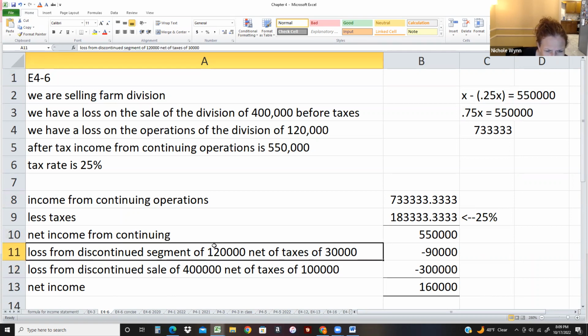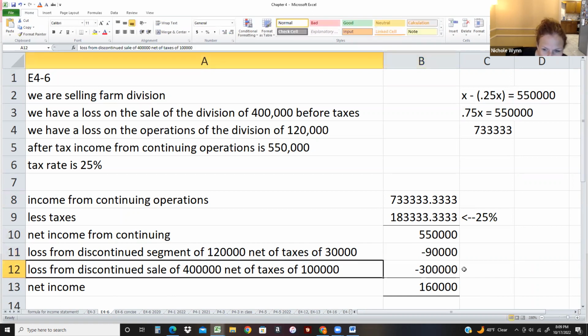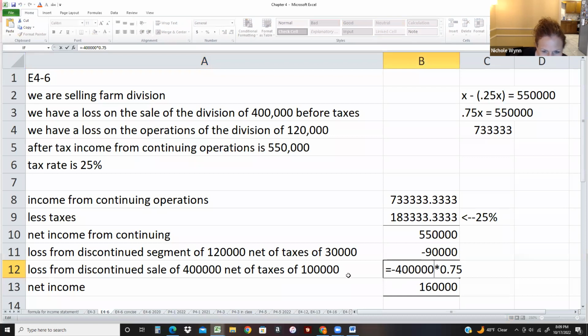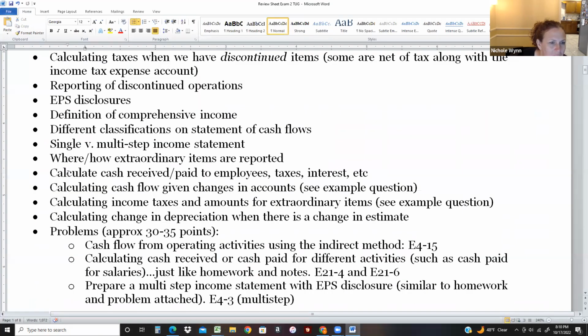So the discontinued segment was 120, but the taxes on 120 at 40% are 30,000. And so this number right here, or I guess it's 25%, is 30,000. And so 75% goes here. On the 400,000, 75% goes here, 25% goes here. And I think you guys will remember doing that. It's just been a while. So you kind of have to look back into it to see it a little bit. And that's within the multiple choice questions.